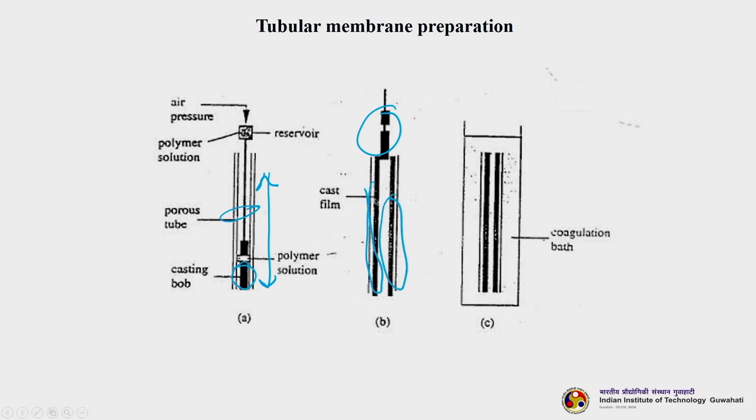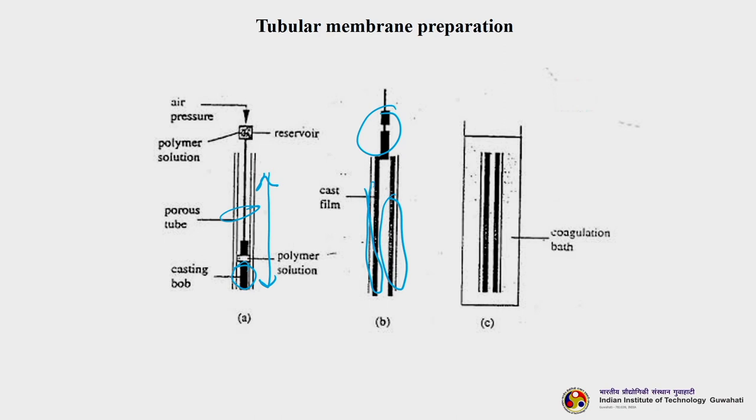Okay. Once that is done, the casting bob is taken out, then we have to take this porous tube and put it inside a coagulation bath. So, during this coagulation, what is happening? Again, solvent and non-solvent diffusion will take place. Okay. And after a certain residence time in the coagulation bath, the membrane which is formed inside this porous tube will become loose, then we can take it out for further processing.